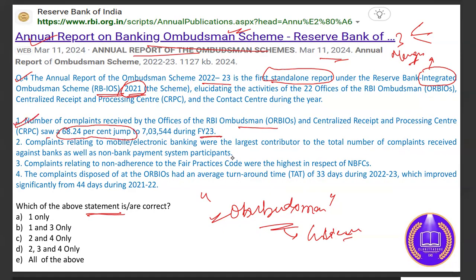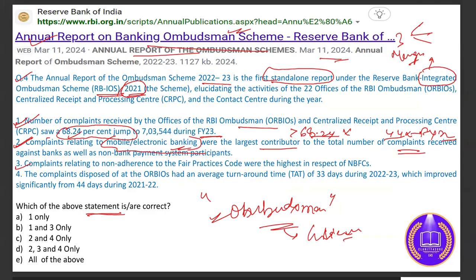This statement is absolutely correct, collected from the annual report itself. It shows a jump of 68.24%; earlier it was 44% in financial year 22. Next: complaints relating to mobile and electronic banking were the largest contributor to the total number of complaints received against banks as well as non-bank payment systems. This statement is also correct. You can mark such statements through your common sense.